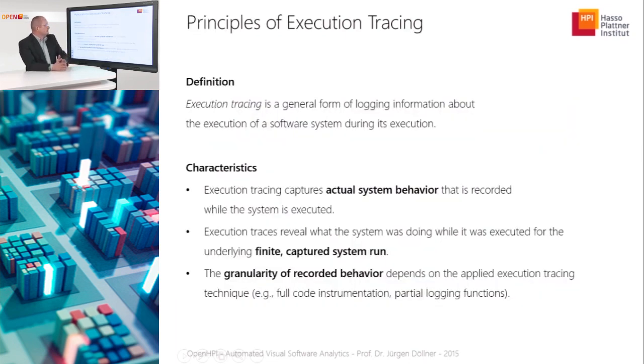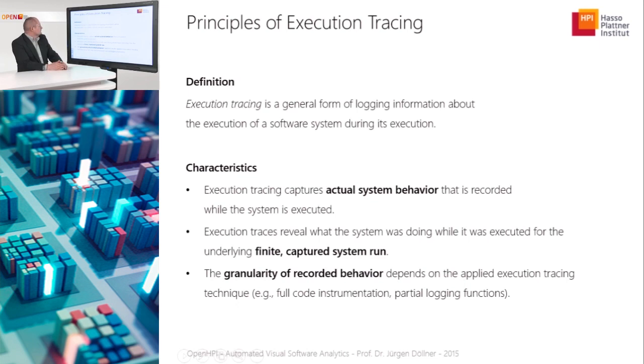Let's see how we can define execution tracing. Execution tracing is a general form of logging information about the execution of a software system during its execution. So we do not model the behavior and we do not reconstruct behavior. We would like to record the behavior, to record every instruction that is executed during runtime, that is, during a special run of a software system, for example, applying test cases.